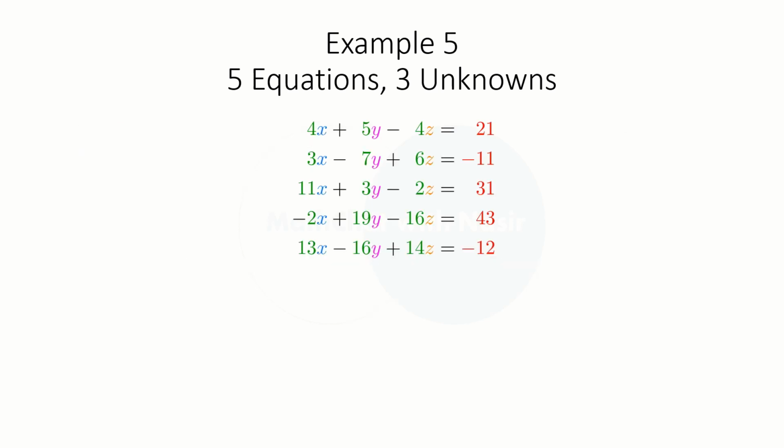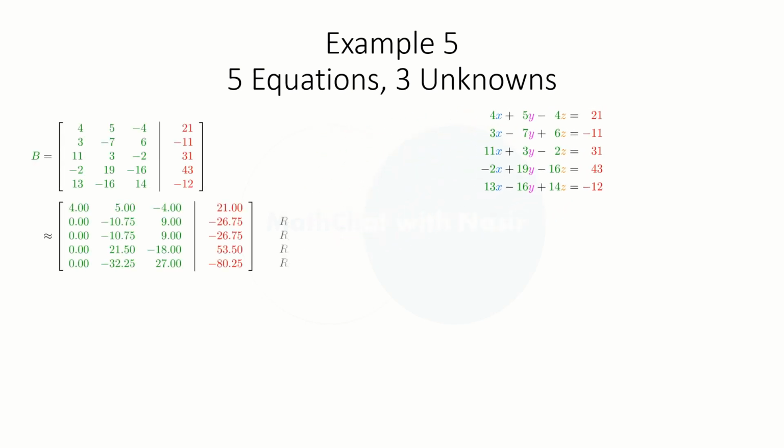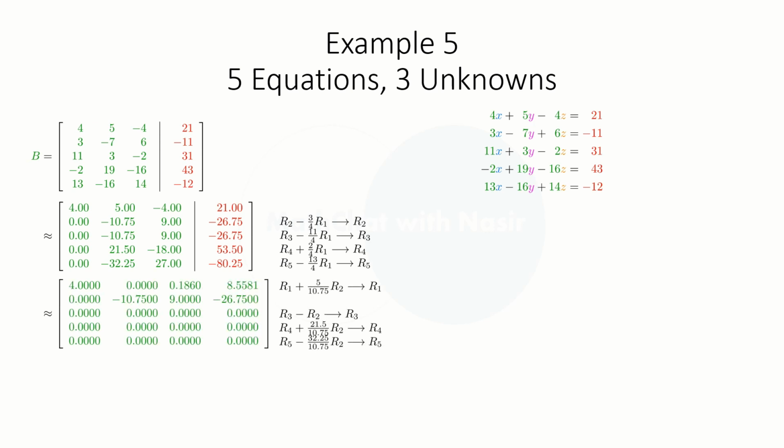In this example, we have 5 equations with 3 unknowns. First, write the augmented matrix and convert it into an echelon form or the reduced echelon form using elementary operations. I have converted it into an echelon form. The echelon form does not contain a degenerate equation, so the equations are consistent.